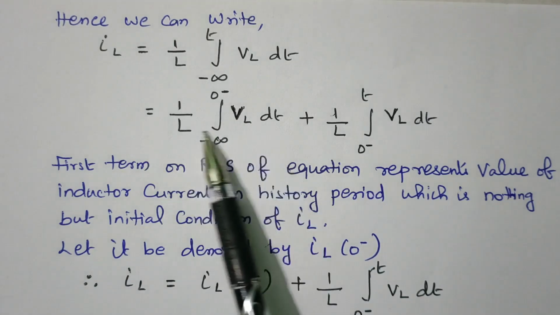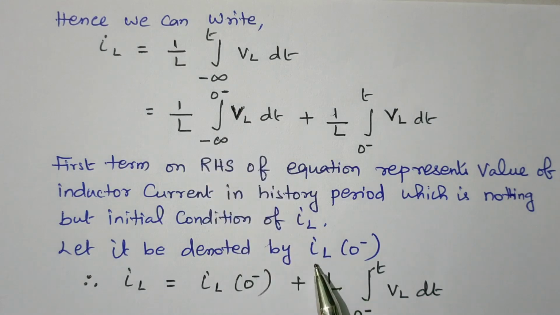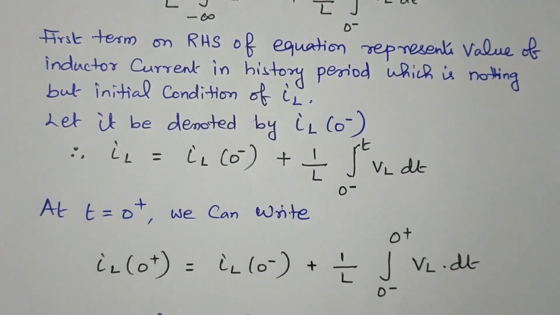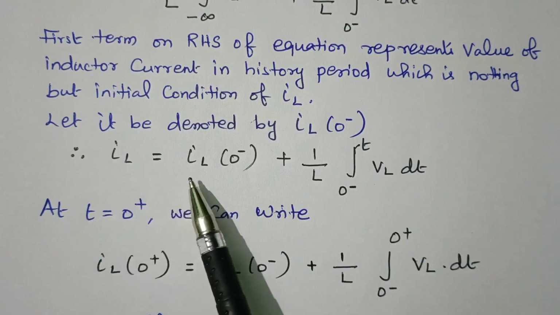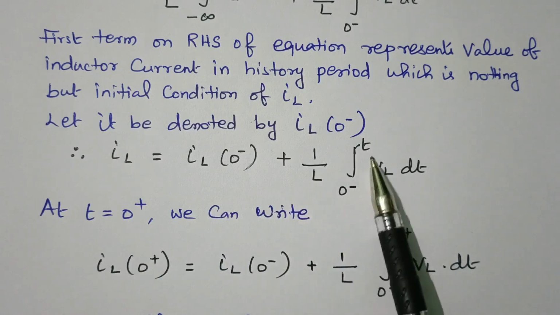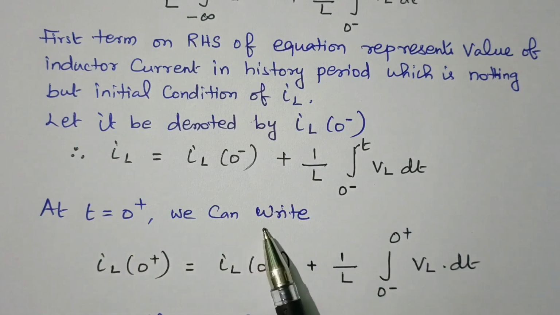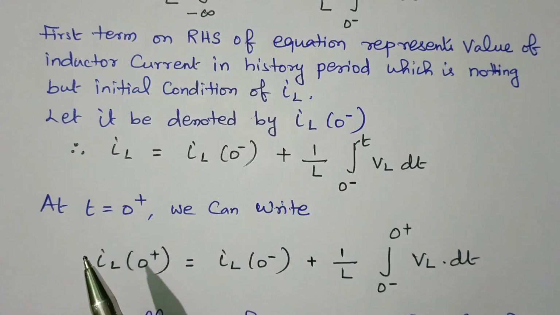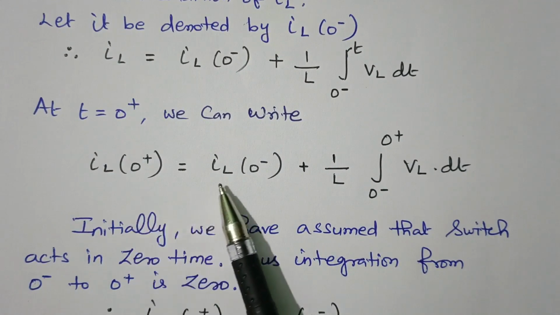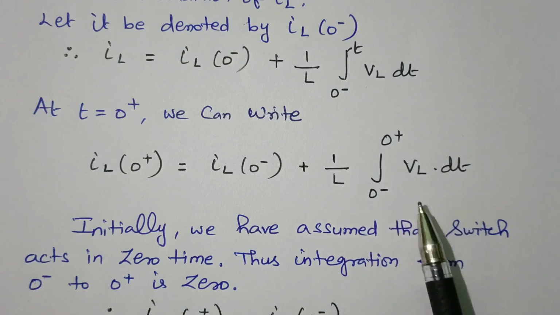So this entire term refers to the initial condition of the inductor, that can be represented as IL(0-). So due to that, we can write the equation as IL, the inductor current, equal to IL(0-) plus 1 by L integral from 0- to t of VL dt, right? At t equal to 0+, that is after switching, 0- means before switching. That is equal to IL(0-) plus 1 by L integral from 0- to 0+ of VL dt, right?